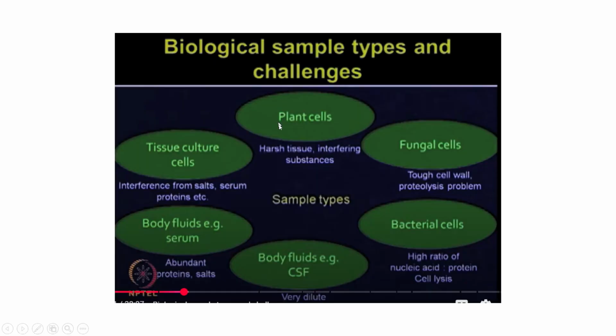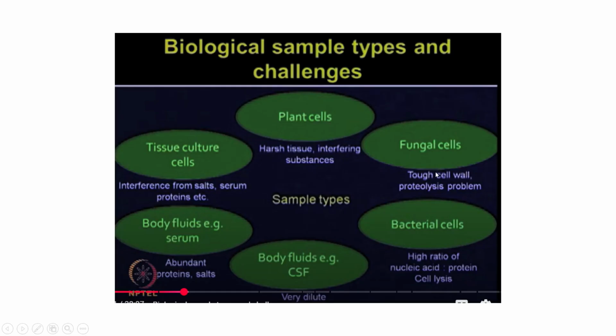Depending upon the type of sample, a plant cell will require a harsh method, and even a fungal cell will require a harsh method for lysis, whereas body fluids might require gentle lysis and abundant proteins need to be removed. Each and every type of cell has a different composition. This might have a lot of interfering substances, so you need to make sure that the contaminants are removed by doing repetitive steps of the same thing, so that all the contaminants are removed.